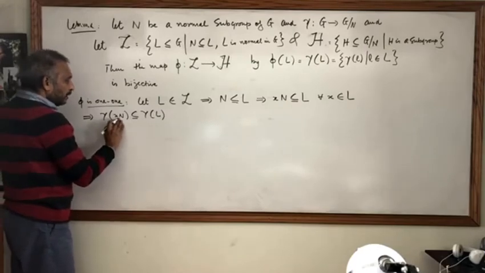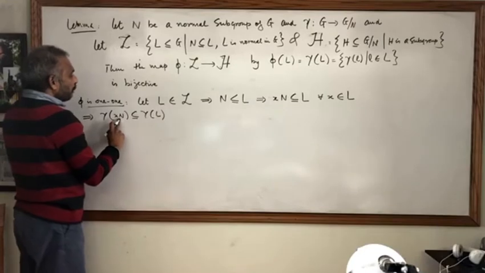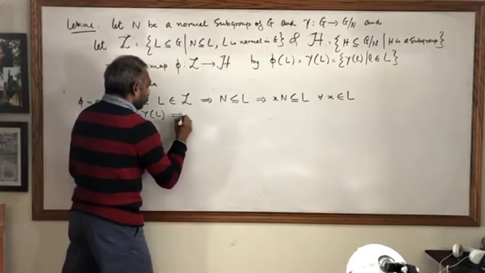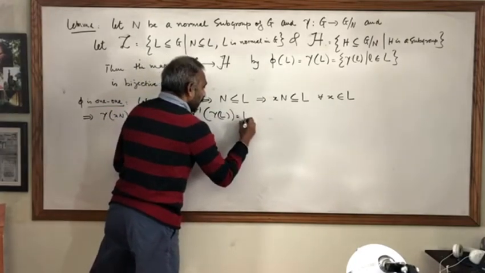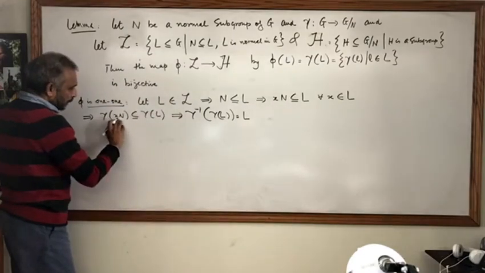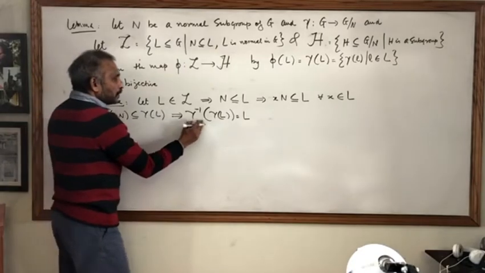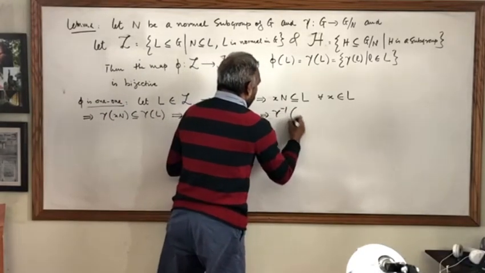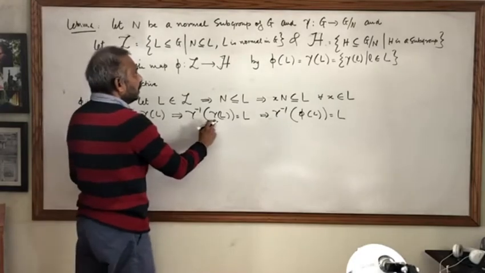And this is actually an element of a subgroup of G over N, and that is contained in here. And when x runs through all L, this will become gamma inverse of gamma L is equal to L. When this goes through all x, this will be L. So this total will be gamma of L. So gamma inverse of gamma L will be L. And that means gamma inverse of phi of L is equal to L, because this is actually gamma of L.